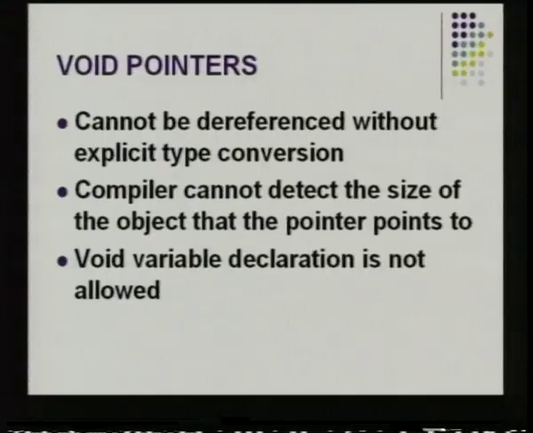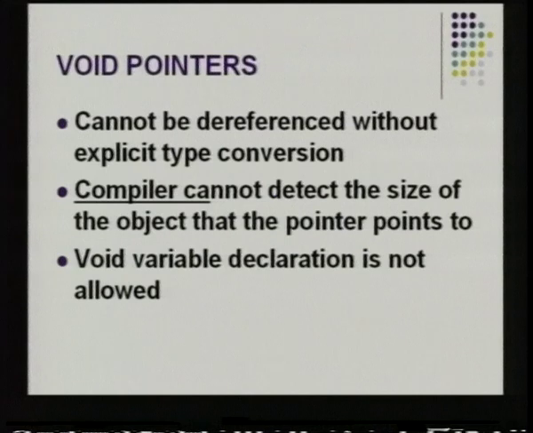So, similarly in pointers, when a pointer variable's data type is known, it is simply called a pointer. But when a pointer variable's data type is not identified, it is called a void pointer. So, the features of this void pointer is that it cannot be dereferenced without explicit type conversion. Dereference in the sense getting the value. So, you cannot get the value of a void pointer unless you explicitly mention its type and convert the value to that particular type, because its data type is not known.